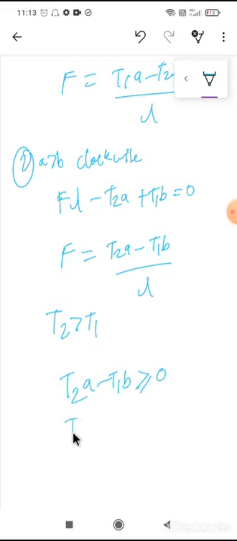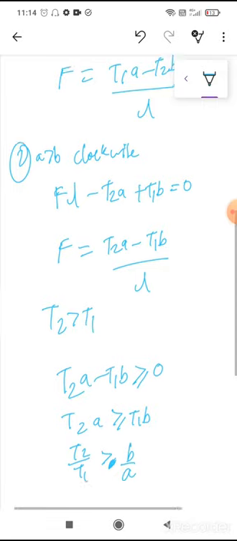So what does this mean? It means T2·A should be greater than or equal to T1·B. So this means T2 by T1 should be greater than or equal to B by A. If they are equal then the force will be 0, so we are considering just greater than. So T2 by T1 should be greater than B upon A, as long as the ratio of T2 by T1 is greater than B upon A.